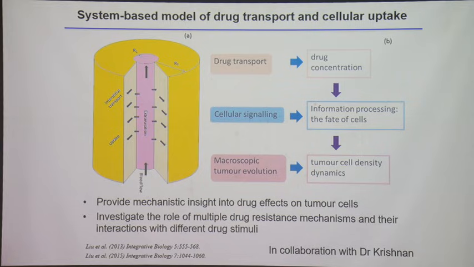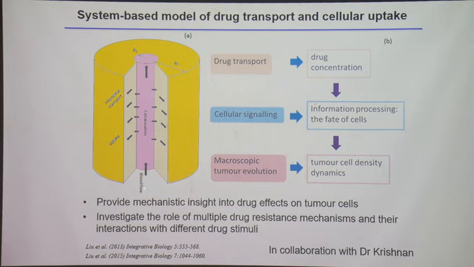So where does system biology come in? This diagram probably looks familiar because, in terms of the concept, it is very similar to the Krogh cylinder model when we look at oxygen transport. In the cancer drug delivery field, this is known as a tumor cord model. You consider a cylindrical tumor tissue surrounding a blood vessel. So this is a capillary vessel, and this is tumor tissue.